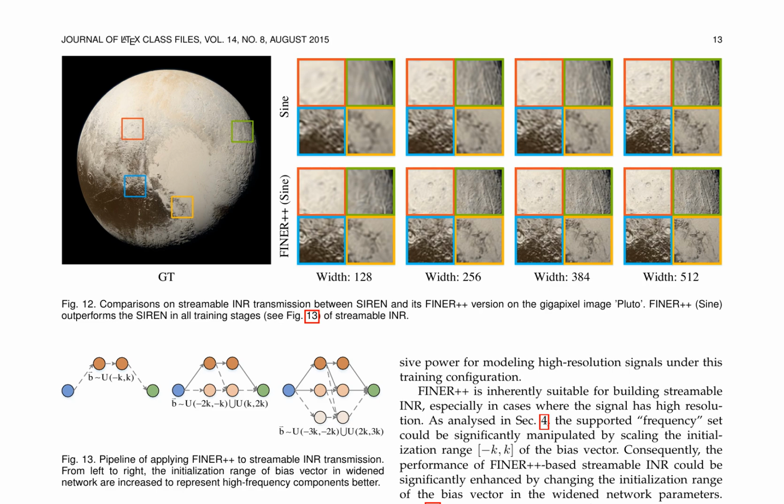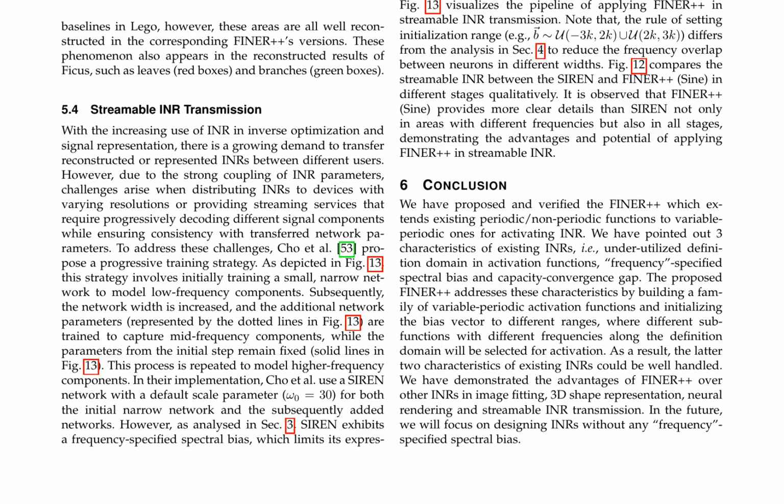To address these challenges, Cho et al. propose a progressive training strategy, which involves initially training a small, narrow network to model low-frequency components and then increasing the network width to capture mid-frequency and higher-frequency components. The authors argue that the Siren network used in this strategy exhibits a frequency-specified spectral bias, which limits its expressive power for modeling high-resolution signals under this training configuration.